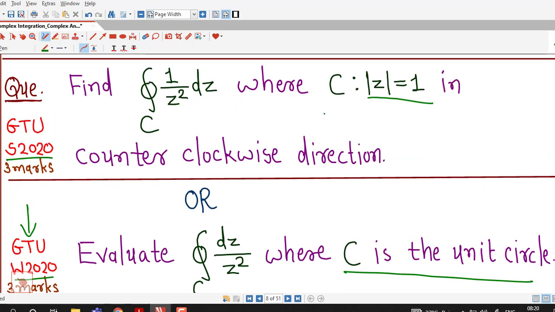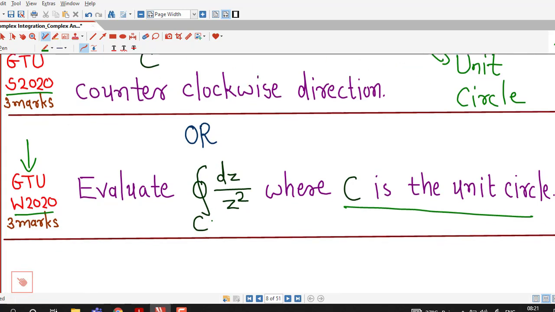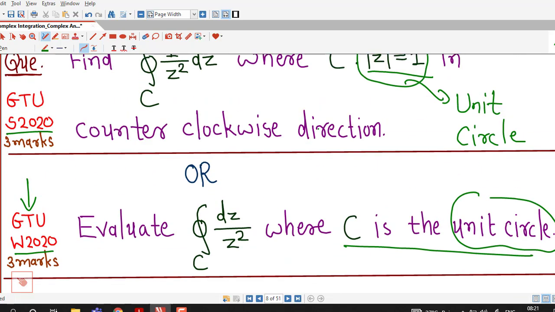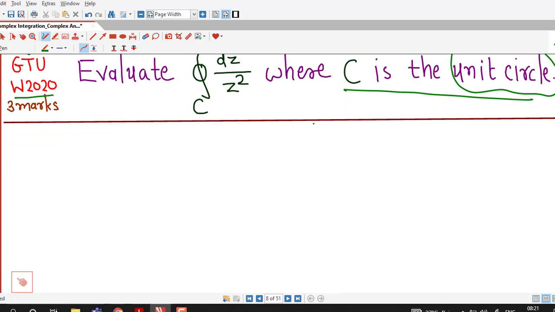So we know that mod z equal to 1 represents unit circle. So they can ask in either of these two ways, that integral 1 by z square over the contour C, which is represented by mod z equal to 1. The same question can be asked in this way: evaluate integral of 1 by z square over contour C, which is unit circle. So we can do this problem using parametric representation of unit circle.